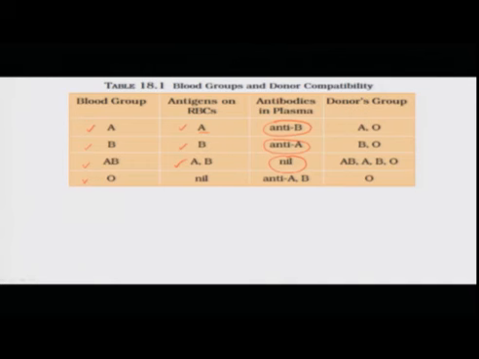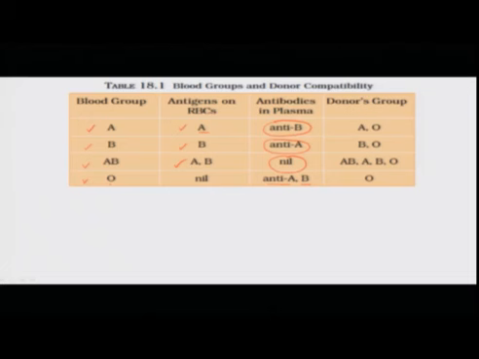Lastly, the person with the O blood group has both anti-A and anti-B antibodies, because that person never had any A or B antigens to begin with. So, they have produced both antibodies A and B, because they recognize both these proteins as being foreign.